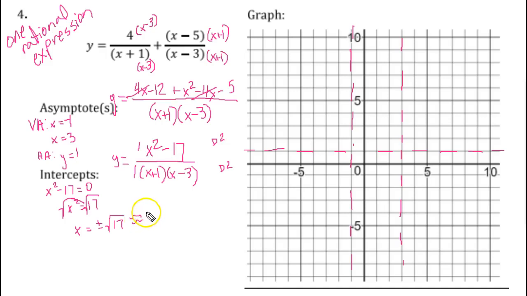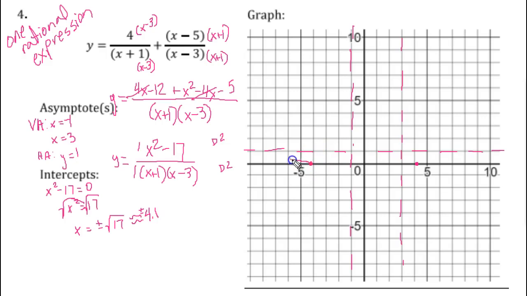4 squared is 16, so this is actually pretty close to 16. So it's going to be 4 and just a itty bit more, just 4 and a little bit more. And it's going to be positive or negative. So I have an x-intercept at negative 4 and a little bit, and at positive 4 and a little bit. So that gives me this corner and this corner.